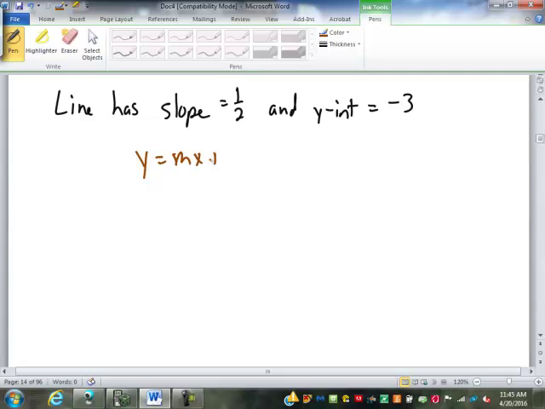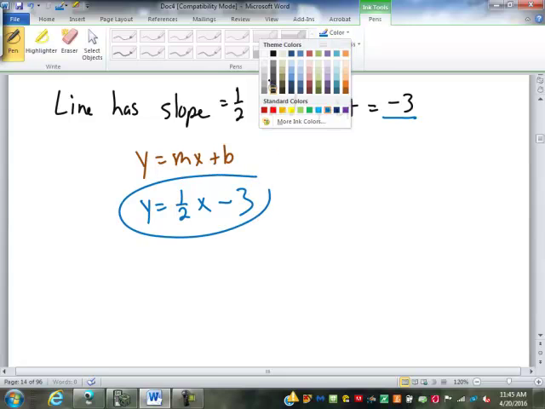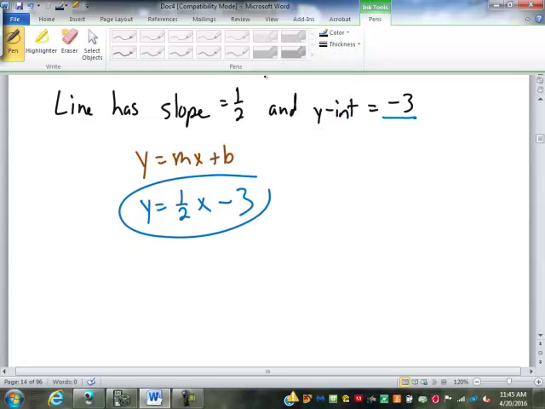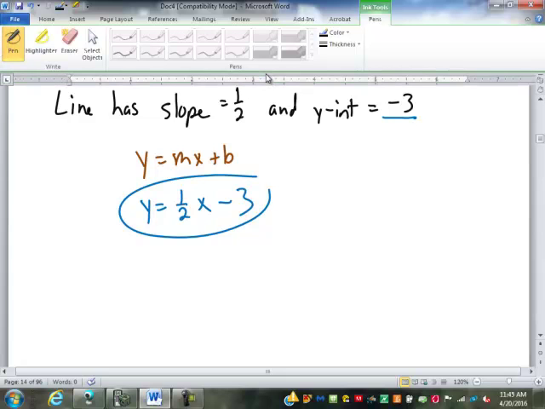Y equals mx plus b. Well, we can just replace the slope, the m, with 1/2. So 1/2 x. And the y-intercept, the b, with -3. So instead of plus, we're going to put in -3. It's -3. So that isn't really much of a challenge, so we're not going to look at any other examples of that. Let's look at something that requires a little bit more work on our part.